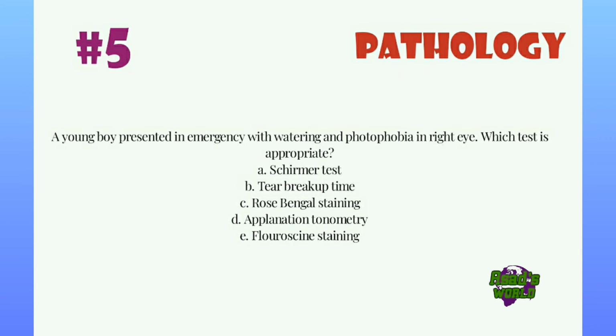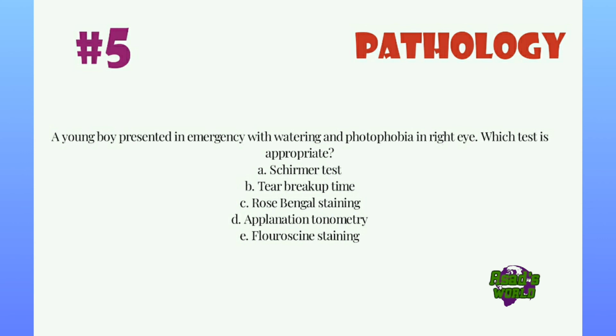Now the first option is your Schirmer test, and the Schirmer test determines whether a person's eye produces enough tears to keep the eye healthy or moist. And this test is not of use to us because we want to confirm the keratitis and we have to find out the cause of it. So this test is wrong and we should not do this test. So the option A is incorrect.